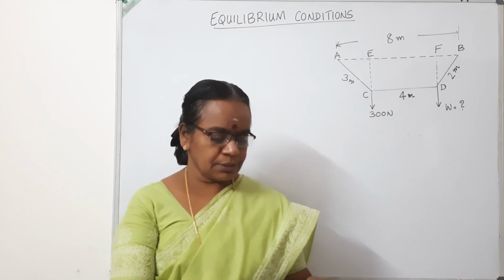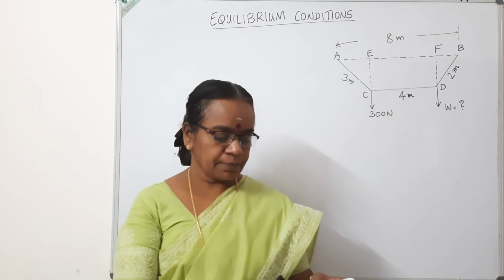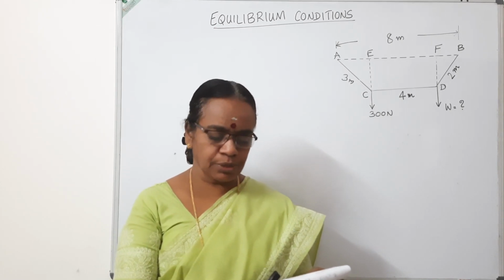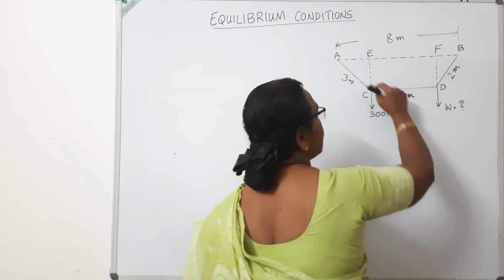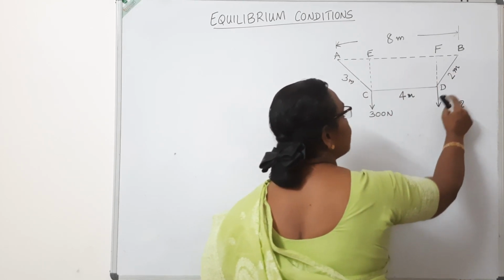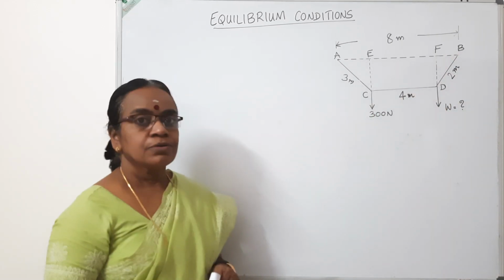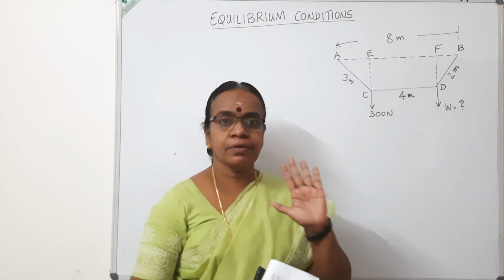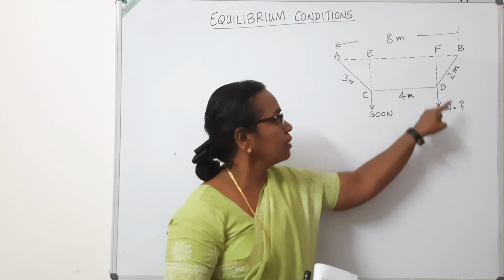What load connected to a point D on the rope 2 meter from B is necessary to keep portion CD parallel to AB? So this AB is the total length. The distance between them is 8 meter. The length of the rope is 9 meter. The weight of 300 Newton is placed here. We are asked to find what should be the value of W so that this portion is parallel to AB. So under these two weights, 300 Newton and W, the body is in equilibrium. So using the equilibrium conditions, we have to solve this for the value of W.